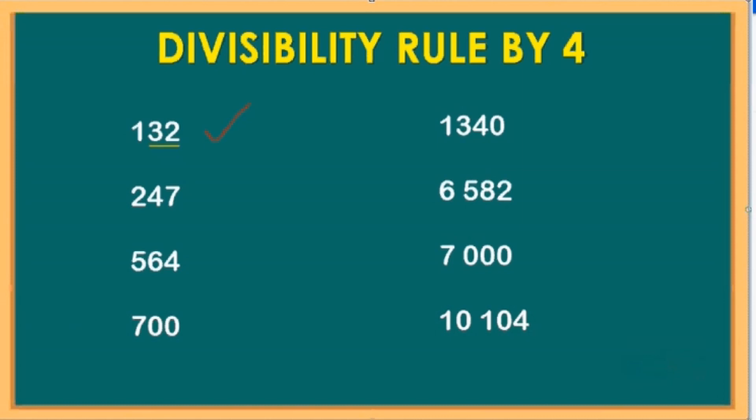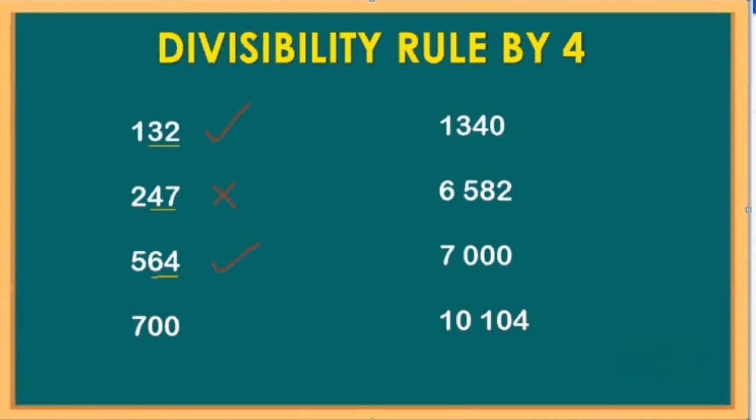For 247, the last two digits, or the value of the last two digits, is 47. So 47 is not divisible by 4. Therefore, 247 is not divisible by 4. Let's go to 564. 64 is divisible by 4. Therefore, 564 is divisible by 4.